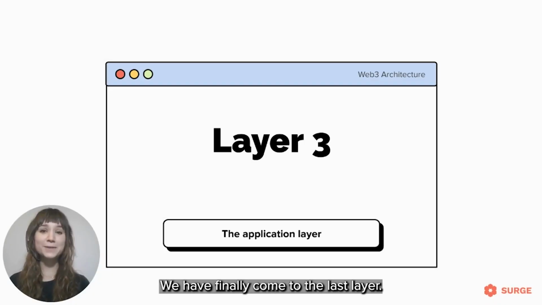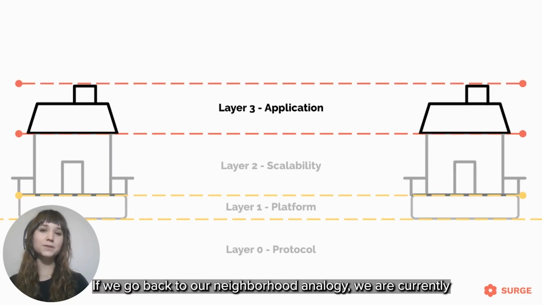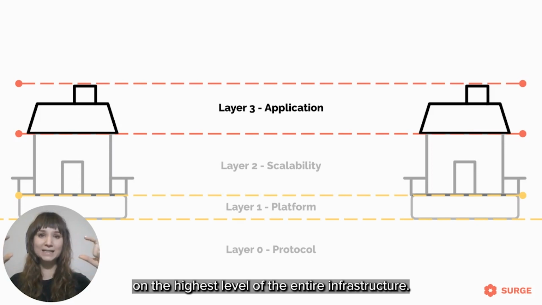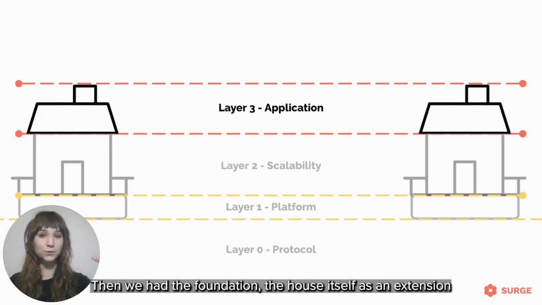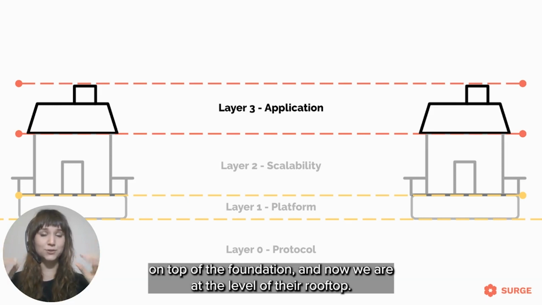We have finally come to the last layer, layer 3, also known as the application layer. If we go back to our neighborhood analogy, we are currently on the highest level of the entire infrastructure. We started from the tunnel below the surface, then we had the foundation, the house itself as an extension on top of the foundation, and now we are at the level of the rooftop.